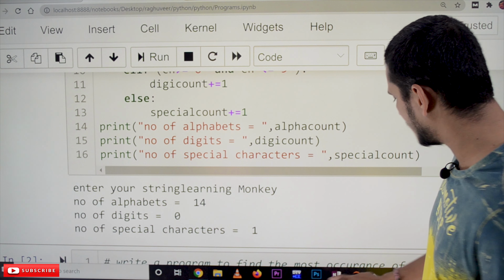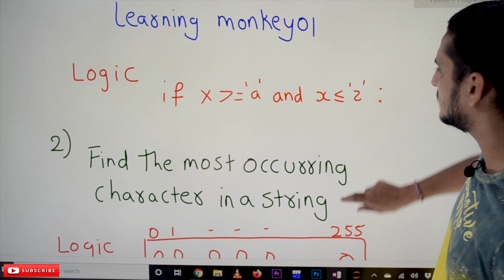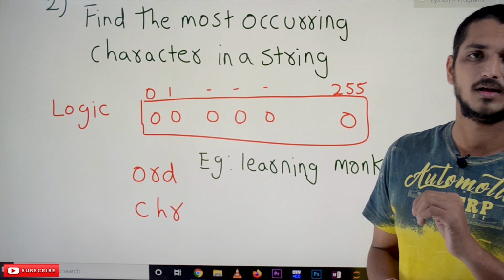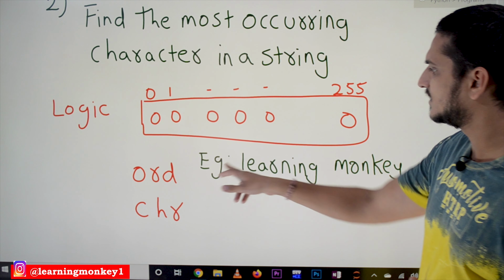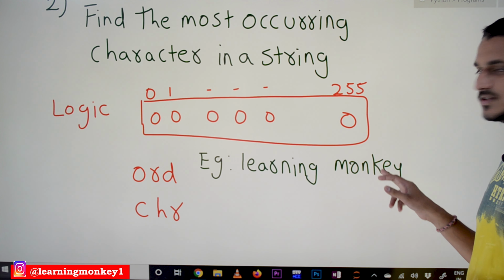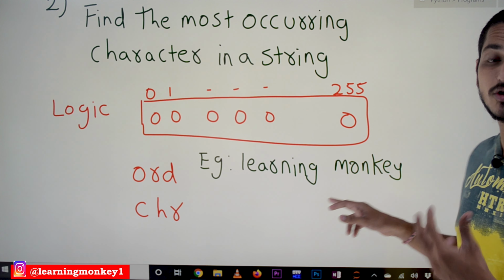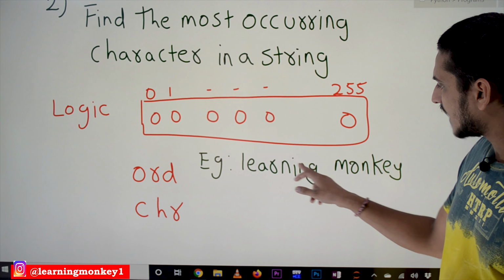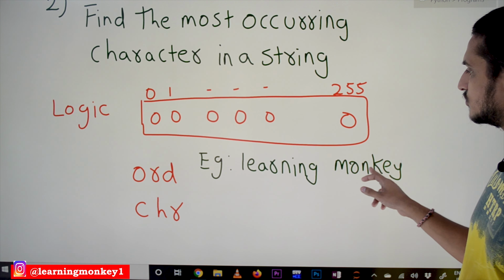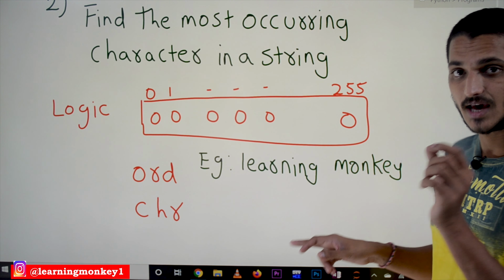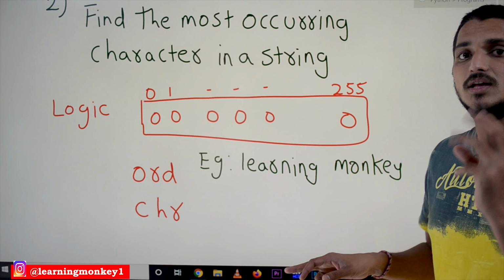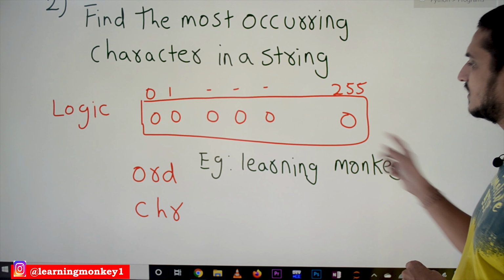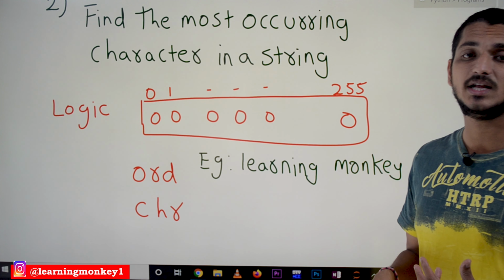Coming to our second example, the example which we consider here is to find the most occurring character in a string. Given a string, let's take an example. Learning Monkey is the string given, and we have to find the most occurring character. The character n occurs one time, second time, third time. The total number of times character n occurred here is 3 times. That is the most occurring character in the string given here. So we have to identify that.